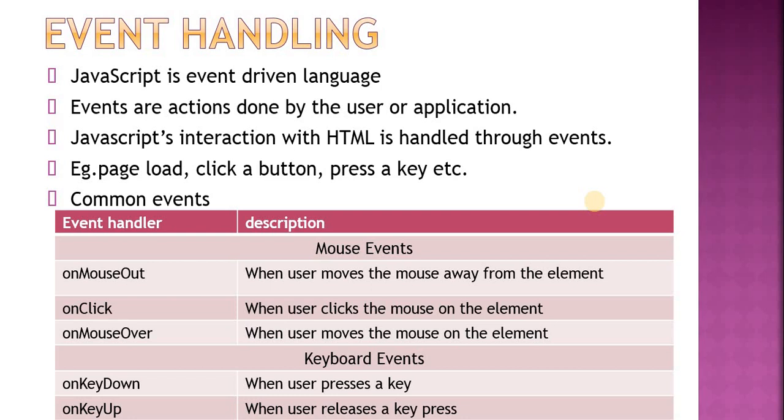Next, we have keyboard events. First one, onkeydown, when the user presses the key. When you are pressing the key from the keyboard, in that case, the onkeydown event will be fired. Next one is onkeyup, when the user releases the key. When you have pressed the key and you release the key, in that case, the onkeyup event will be fired. So this is all about your events.